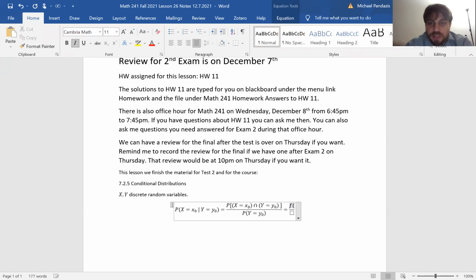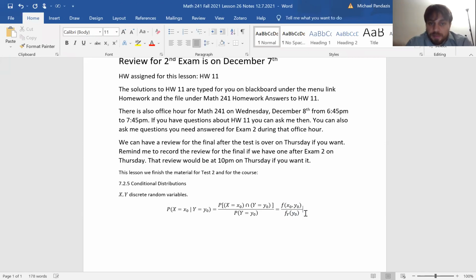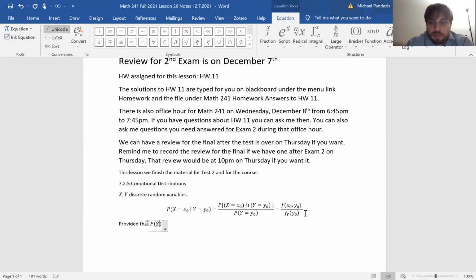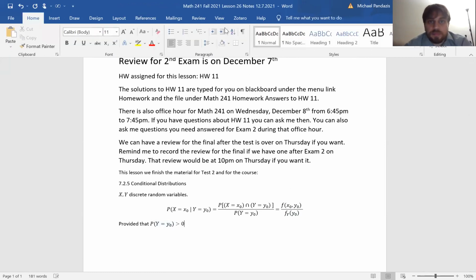Another way to write this is f of x naught comma y naught. That's the value of the joint probability density function. And that's divided by f sub Y of y naught. Okay, and so this is provided that the probability that Y equals y naught is positive. Provided that this thing you divide by in the definition is positive.